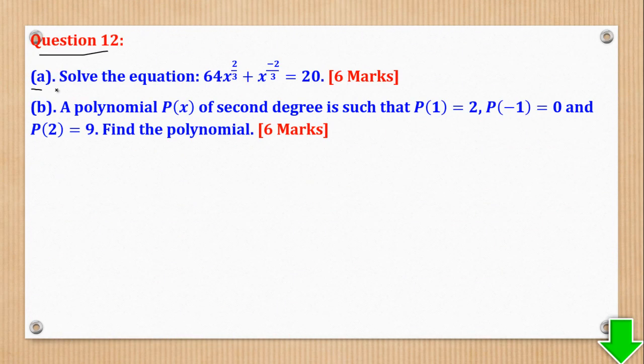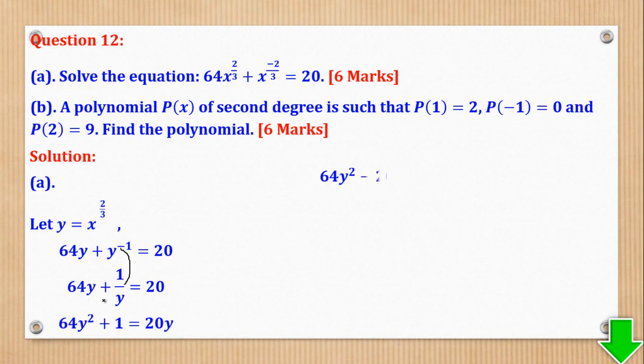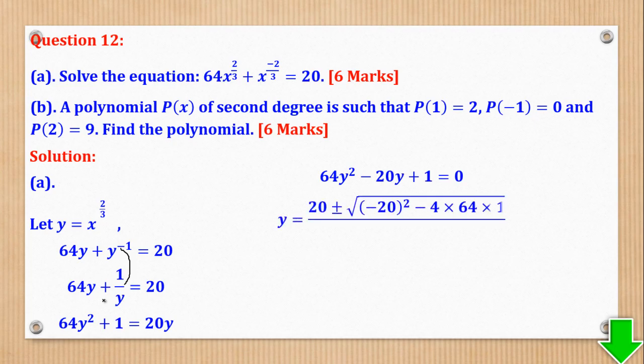Then question 12, part A says, solve the equation this. So let y be equal to that, which is here. Then you can come and replace where there is that, we put there y. So this negative power can be removed by getting a reciprocal, then multiply through by y to get a quadratic, which can be solved using the quadratic formula to get the two values of y. But remember, we are the ones who are introducing the y, so we have to bring back the x.